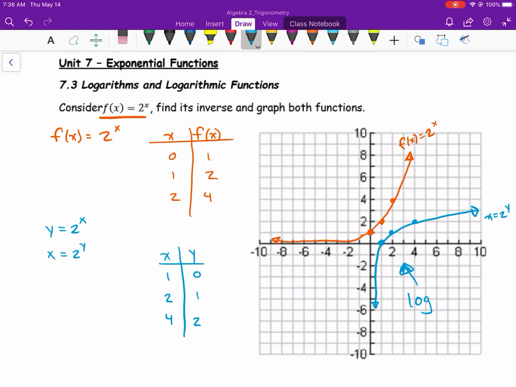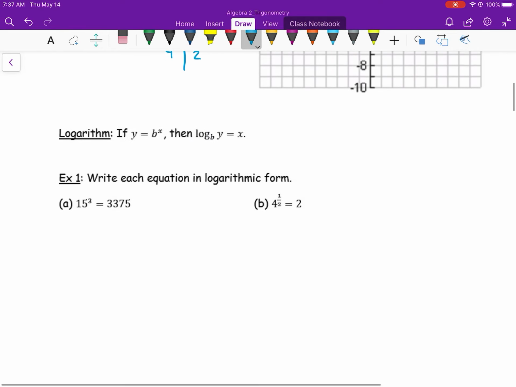Log. That's what we're doing today. So these are the graphs of logarithmic functions. Exponential functions look like the orange line, and logs will look like the blue line. Follow along, and it shouldn't be too bad.